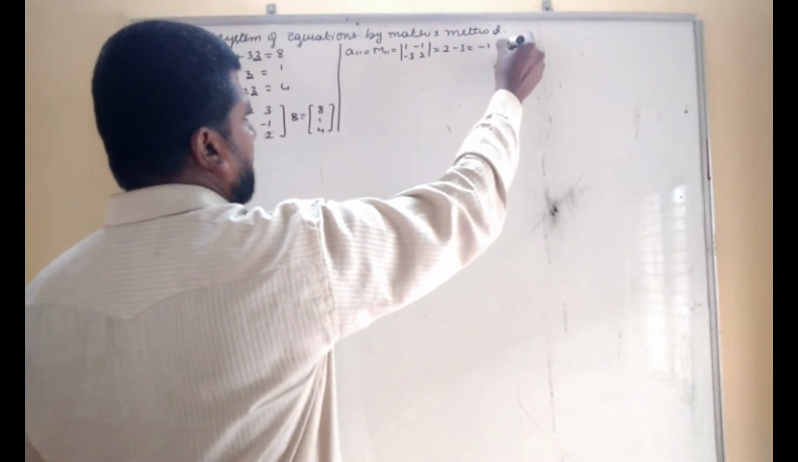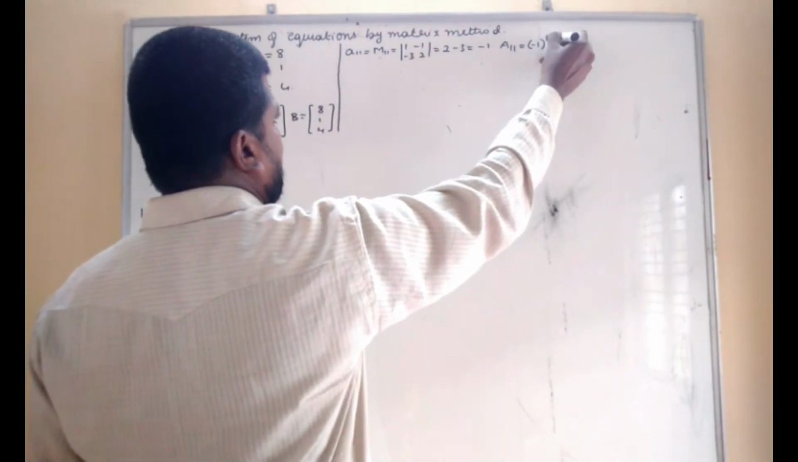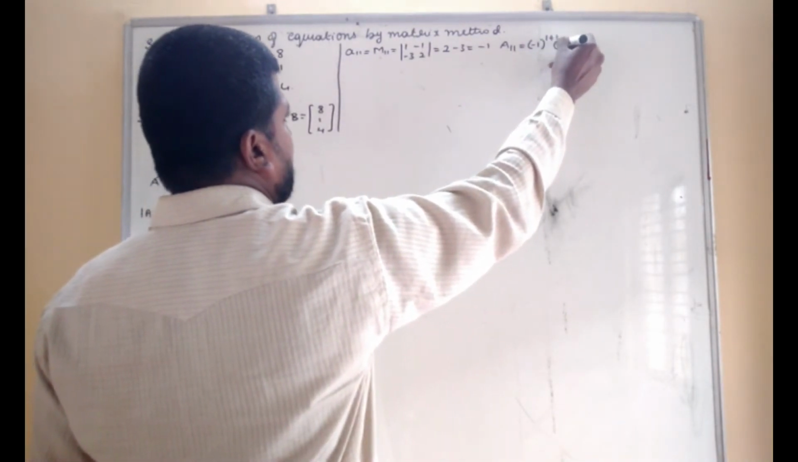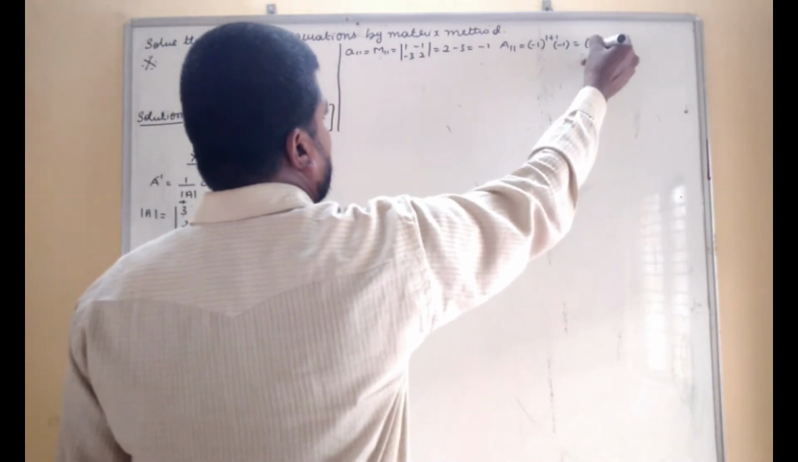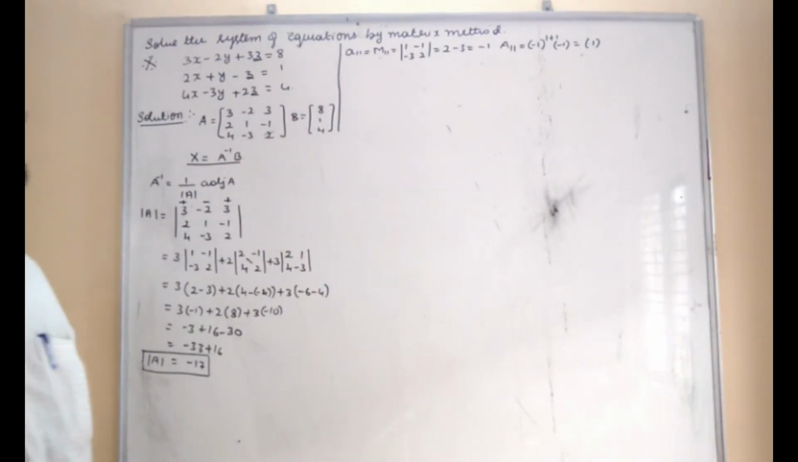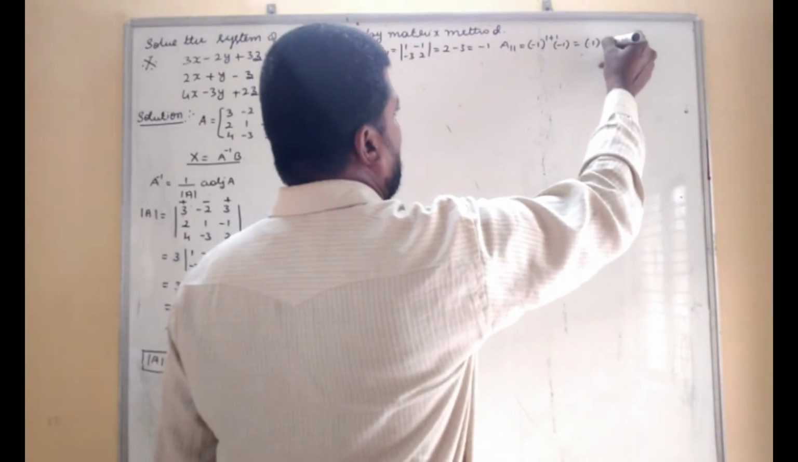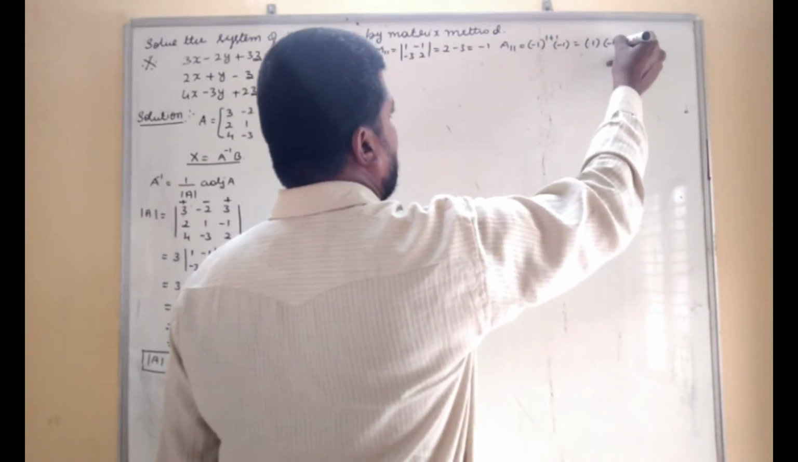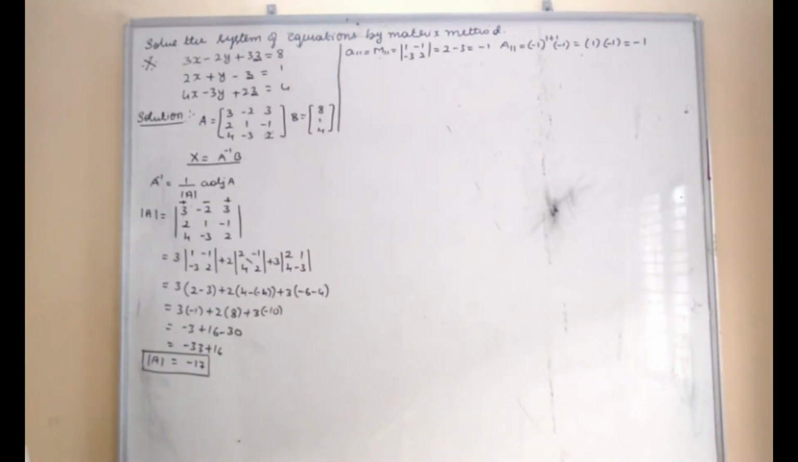Then the cofactor of A11 is minus 1 whole to the power of 1 plus 1 into minus 1. That is equal to minus 1 whole to the power of 2, which means an even number, so you are getting plus 1. If you multiply plus 1 times minus 1, you are getting minus 1 as the cofactor of A11.